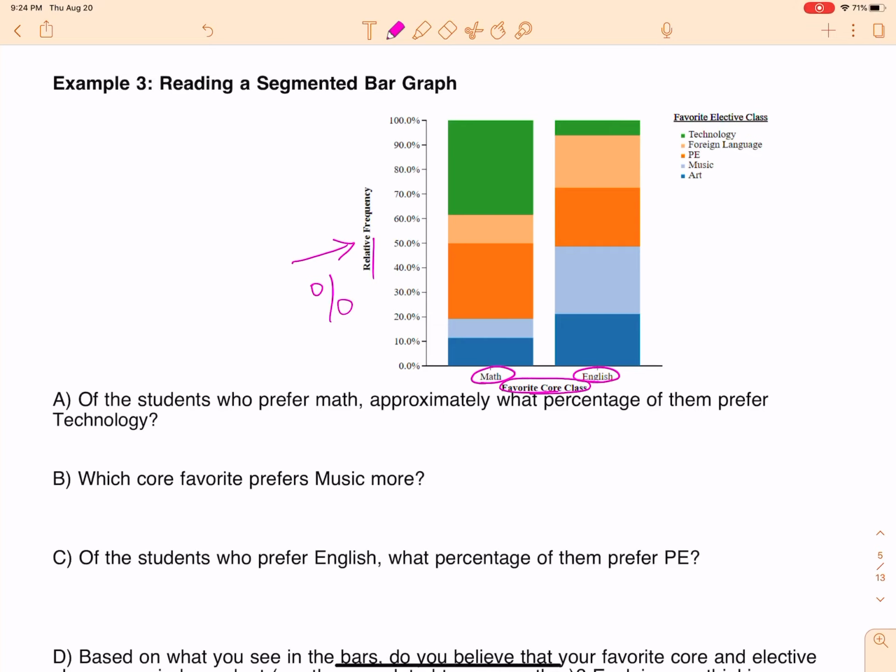So anyway, having said that, we have these two groups here, and within people who prefer math, we have a certain percentage of them who prefer technology, foreign language, PE, music, and art for their elective classes, and we have the same thing over here for the people who prefer English as a core subject. So if you'll notice, you can easily tell what percentage of each group likes what. So let's use that information to answer our questions.